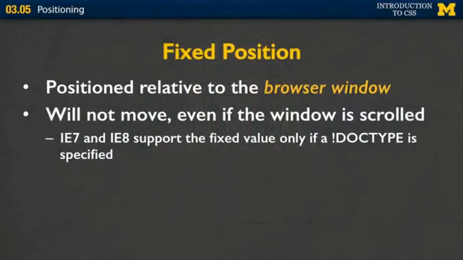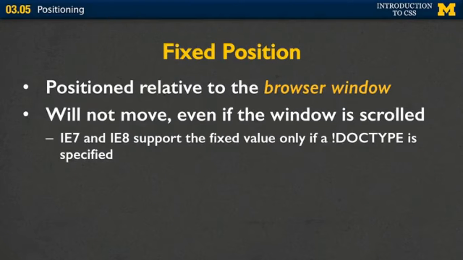All right, the final position that I'm going to talk about is called fixed. And the fixed position is relative to the browser window. This is how they're able to create these pages where sometimes you get that pop-up and you just can't get it to go away. You keep scrolling and scrolling and it's like following you. Well, how they've done that is they've used that fixed position. That element is not going to move even if the window is scrolled.